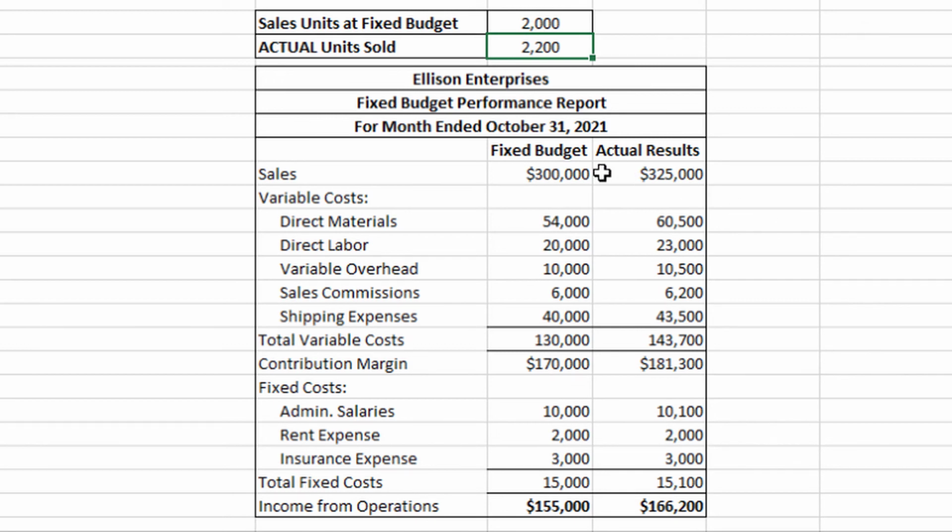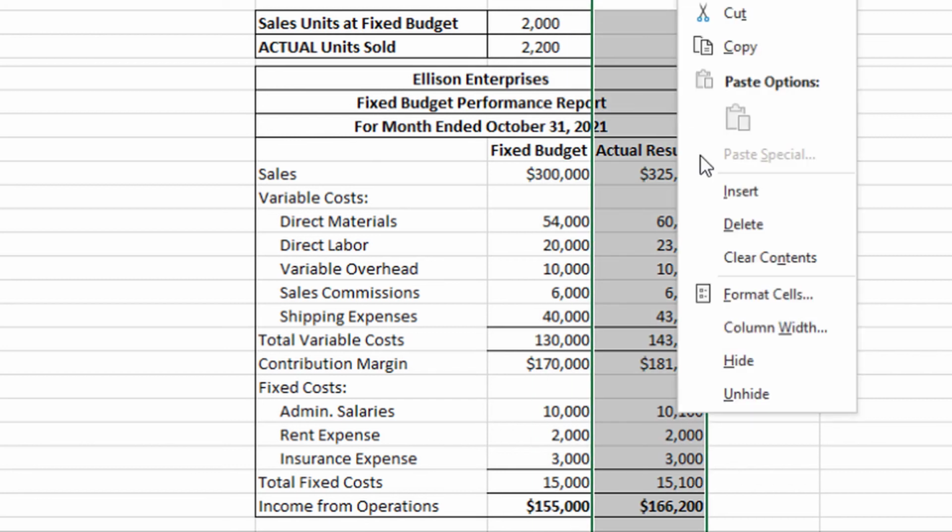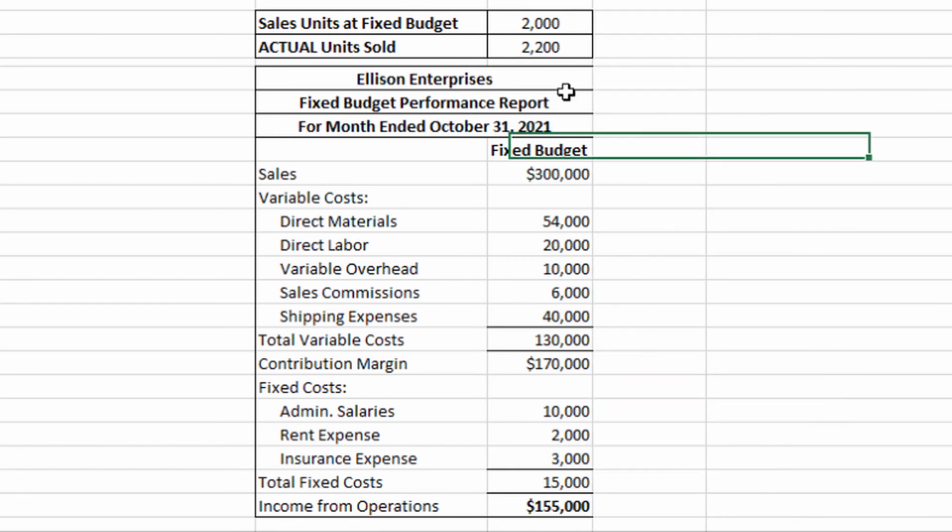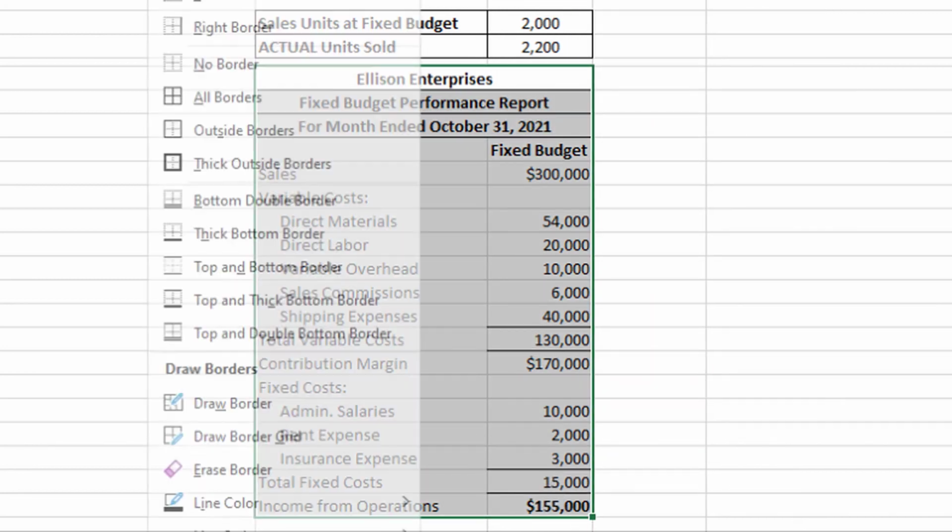We are given the fixed budget and the actual results, but it really doesn't make a lot of sense to compare these amounts since the budget assumed only 2,000 units were going to be sold, and again, 2,200 were actually sold. So I'm going to delete the column with the actual results for now, and we'll come back to it later once we've created our flexible budget.